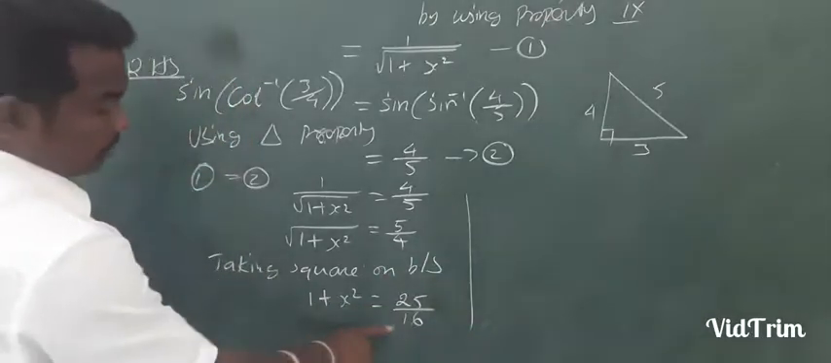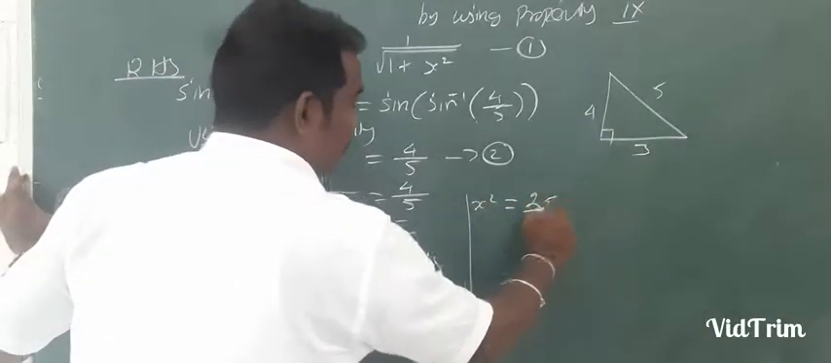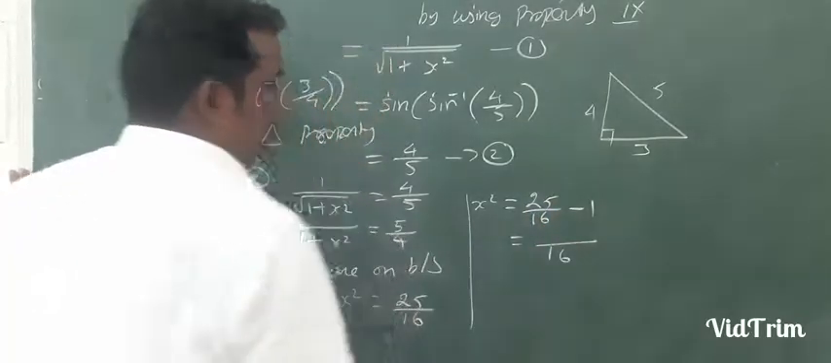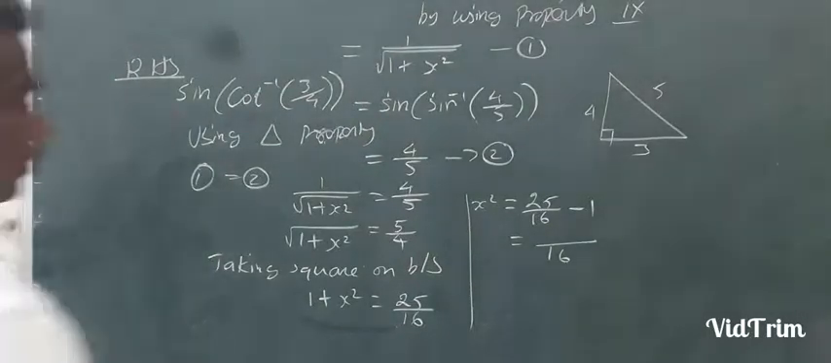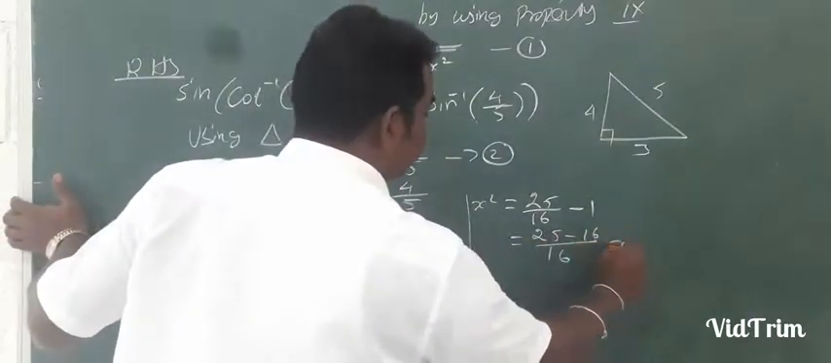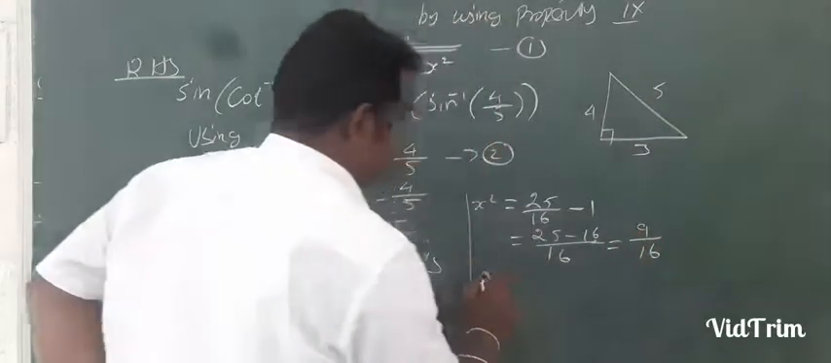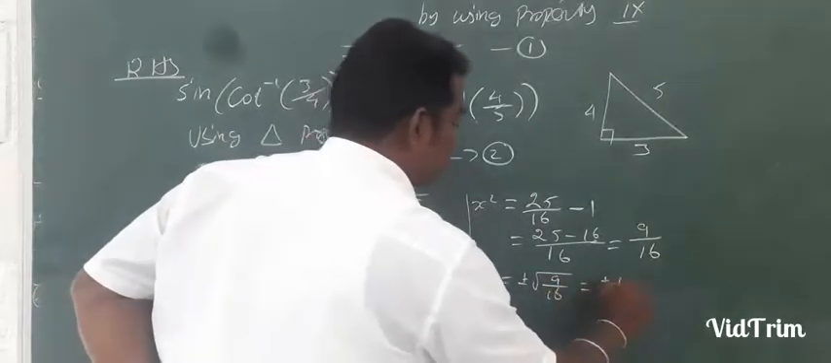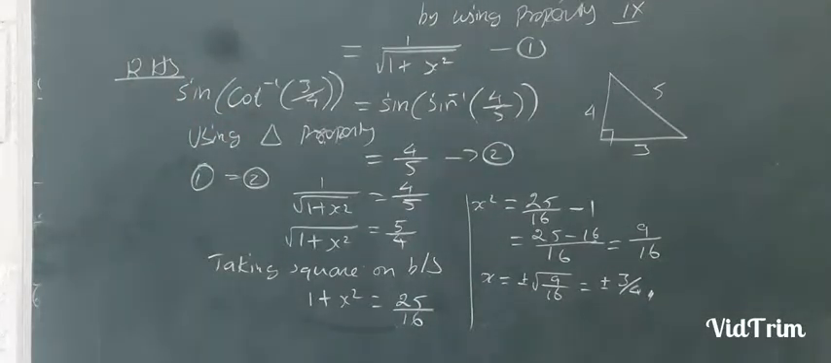Then you have to move 1 to that side. That is x square is equal to 25 by 16 minus 1. So here 16, then 25 minus 16 will become 9 by 16. Then x is equal to plus or minus square root of 9 by 16, which is plus or minus 3 by 4. So the x value will become 3 by 4. That's all the answer. You copy that.